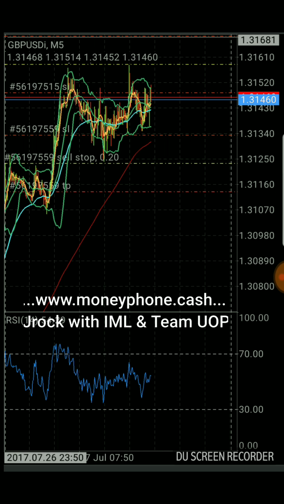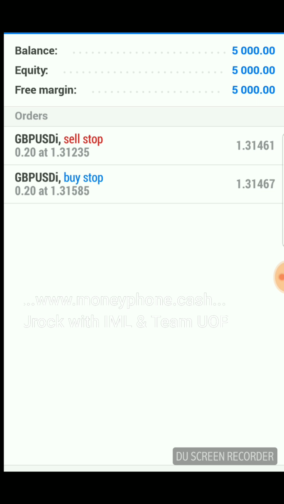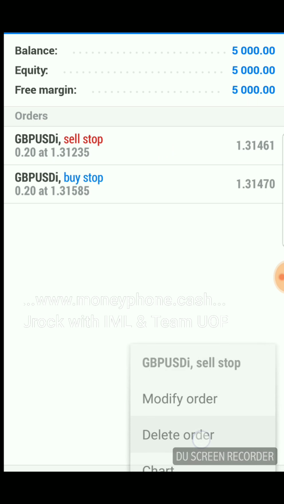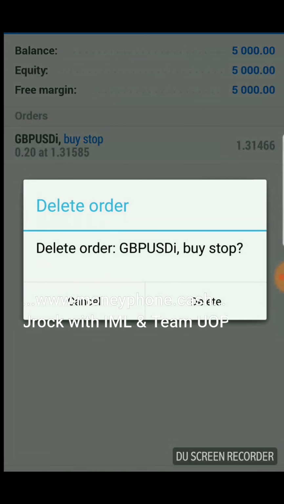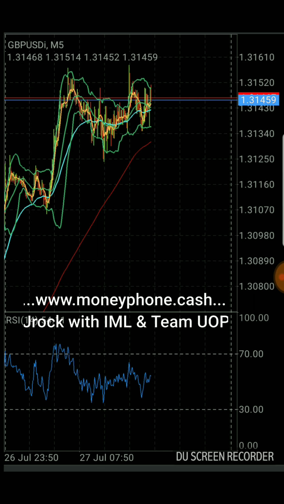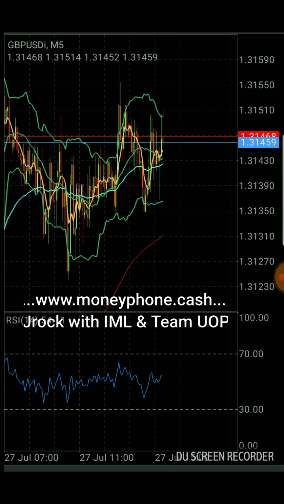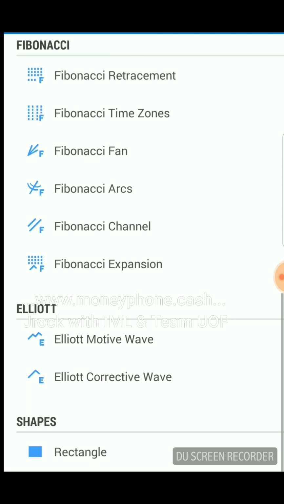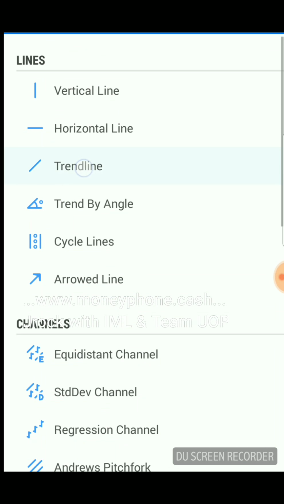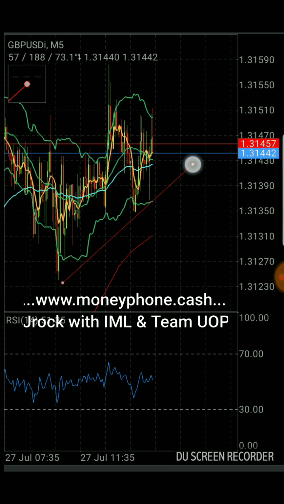Now that is a buy stop and sell stop order. If you want to place limit orders, I'm going to go in here and delete these by holding down. And you can always modify if you like. If I want a limit order, that means I am looking for it to pull back to a trend. So if I click on this and draw in some trend lines, I'm going to draw a trend line right there.